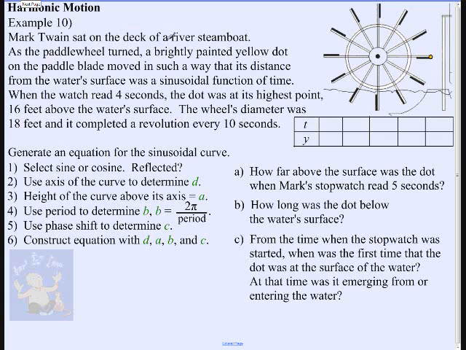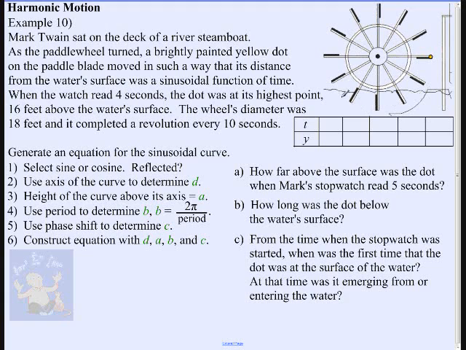Mark Twain sat on the deck of a river steamboat. This is true, isn't it? As the paddle wheel turned, a brightly painted yellow dot on the paddle blade moved in such a way, now this isn't actually true, but if there had been a brightly painted yellow dot, it would move in such a way that its distance from the water's surface, right, it's going to go like this, right? So its distance from the water surface is getting closer and closer to the water surface.